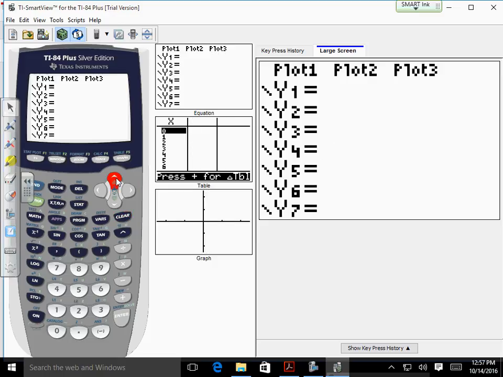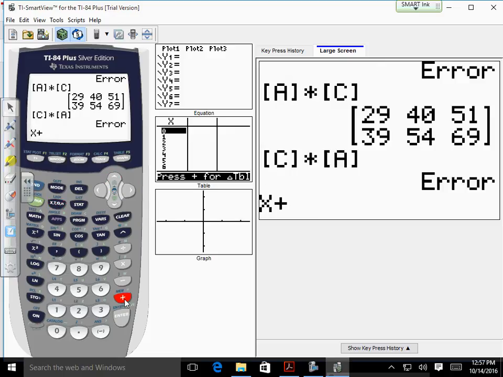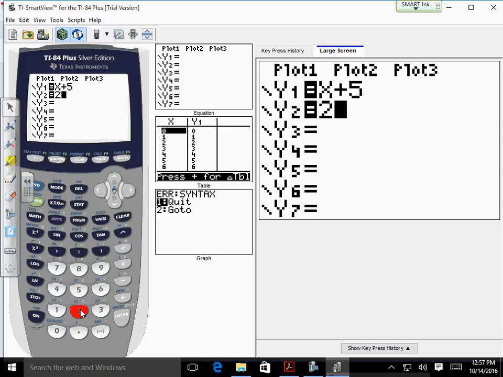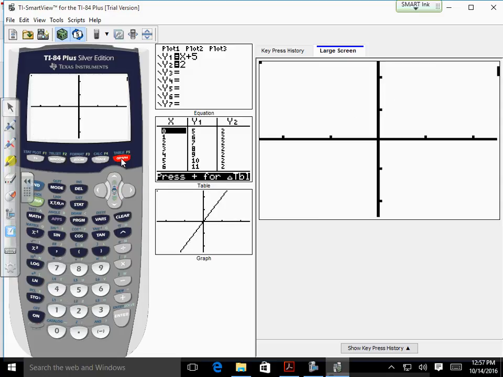What was it? Y equals x plus 5, right? And y equals 2x minus 4, or 2x plus 4? Plus 4. And then you just go to your graph.